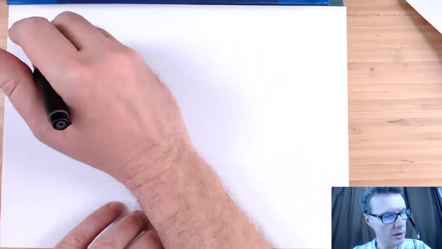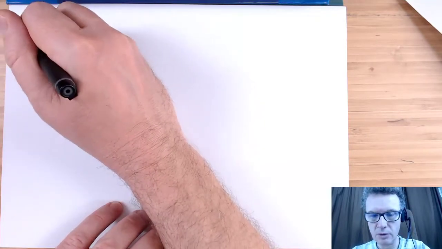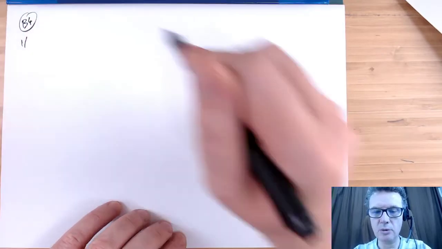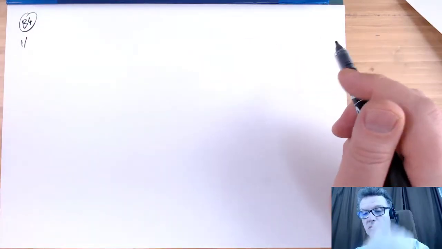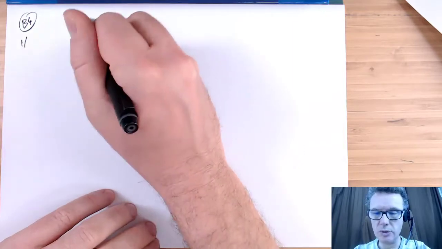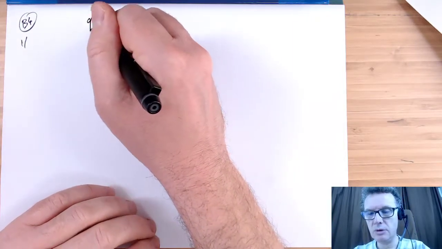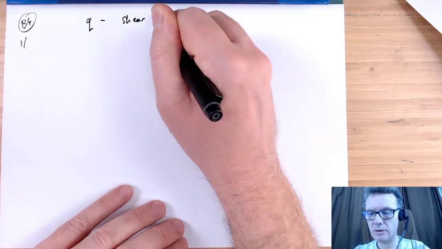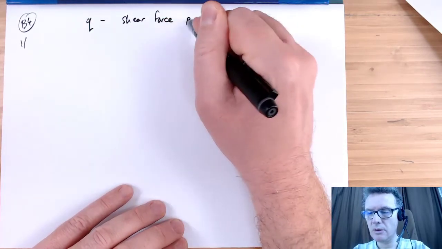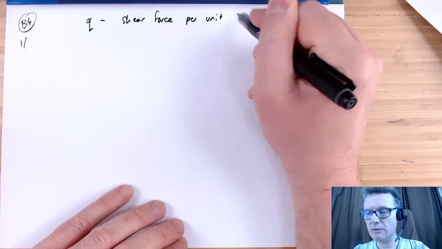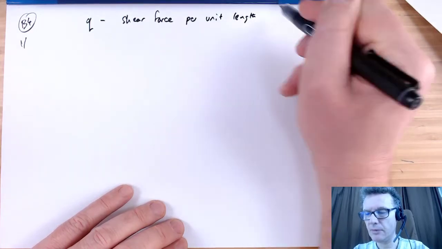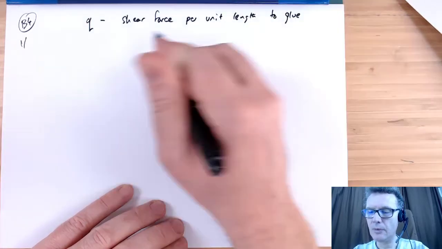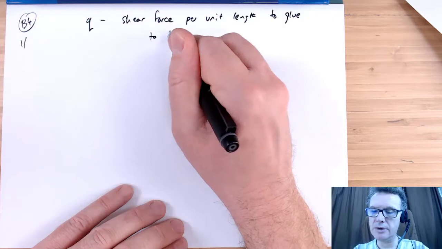Okay, so we are doing bonus 4, hand wavy derivation for what Q is. So Q, recall, is the shear force per unit length to glue two layers together.